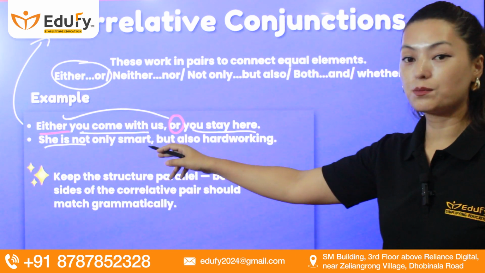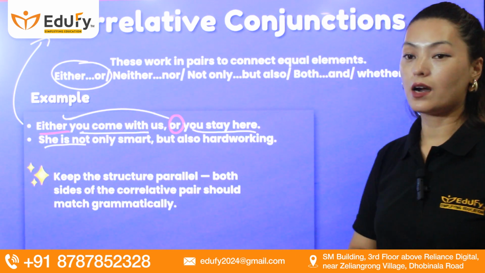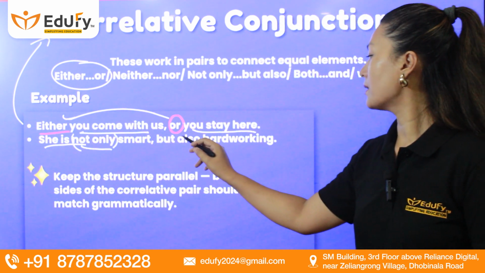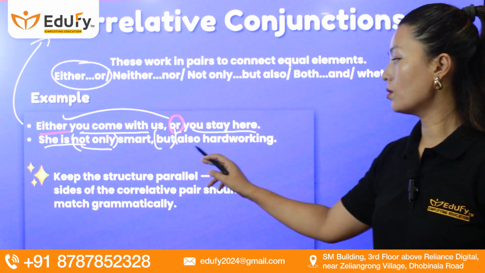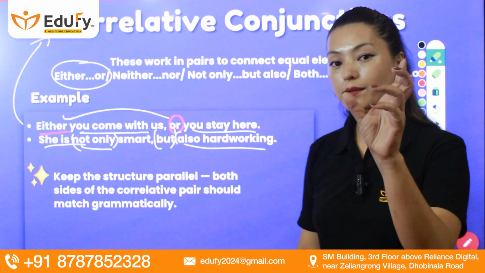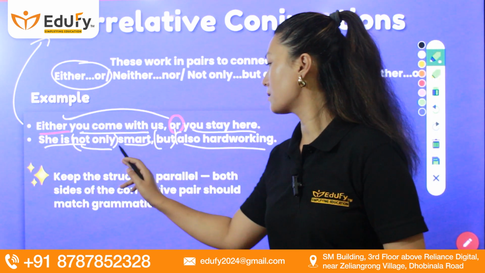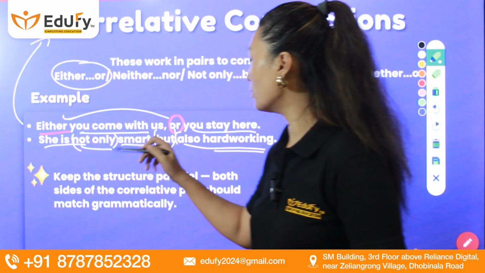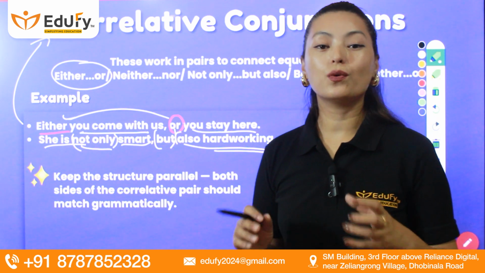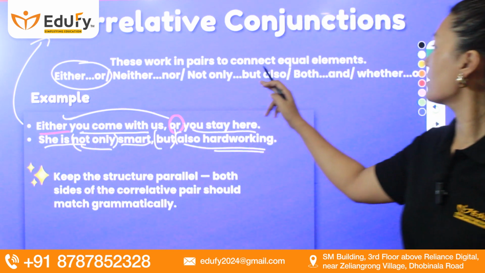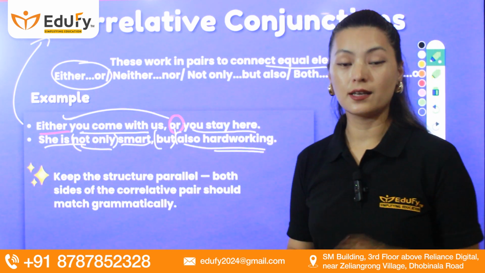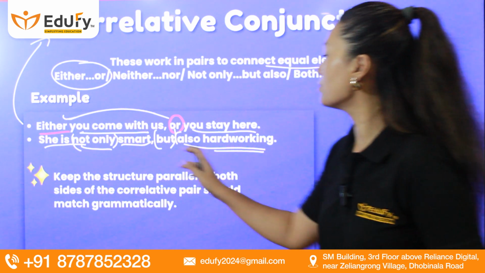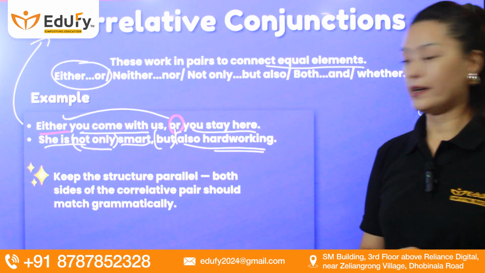She is not only smart, but also hardworking. So I'm joining two similar elements, smart and hardworking, right? With what? With not only, but also. So what you see here is they join what? Equal elements in a sentence. They come separately within the sentence, but their function is joining the two similar or equal elements.